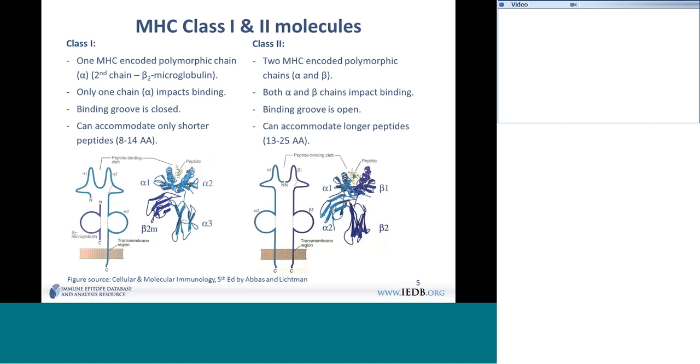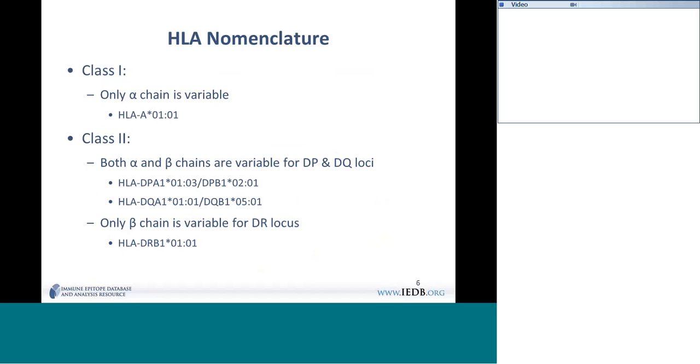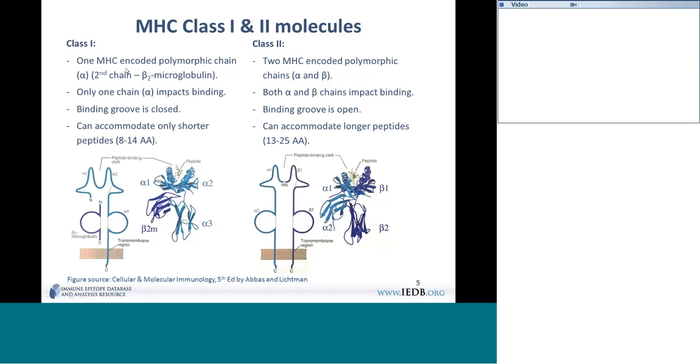Okay, so the major differences between the class 1 and class 2 tools start from the structure of the class 1 and class 2 MHC molecules. Edita showed the basic 3D structure of the class 1 molecule, and here you can see the class 1 MHC molecule and this is the class 2 MHC molecule. In class 1 you have only one chain, the alpha chain, that impacts the binding, whereas in class 2 you have both alpha and beta chains that impact peptide binding.